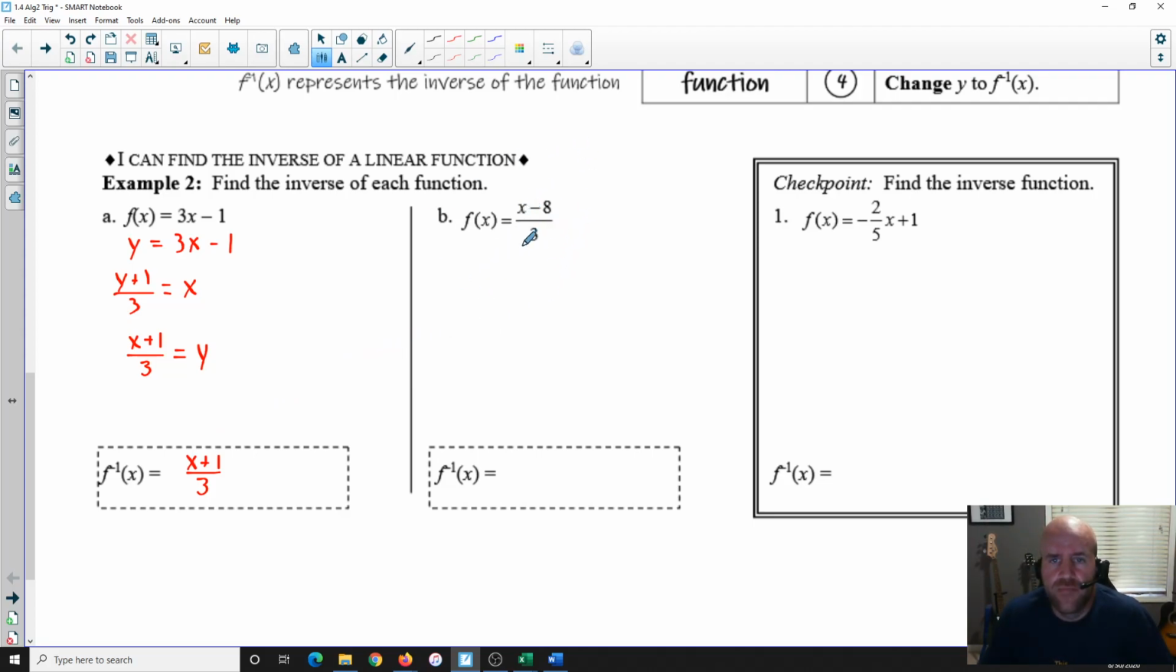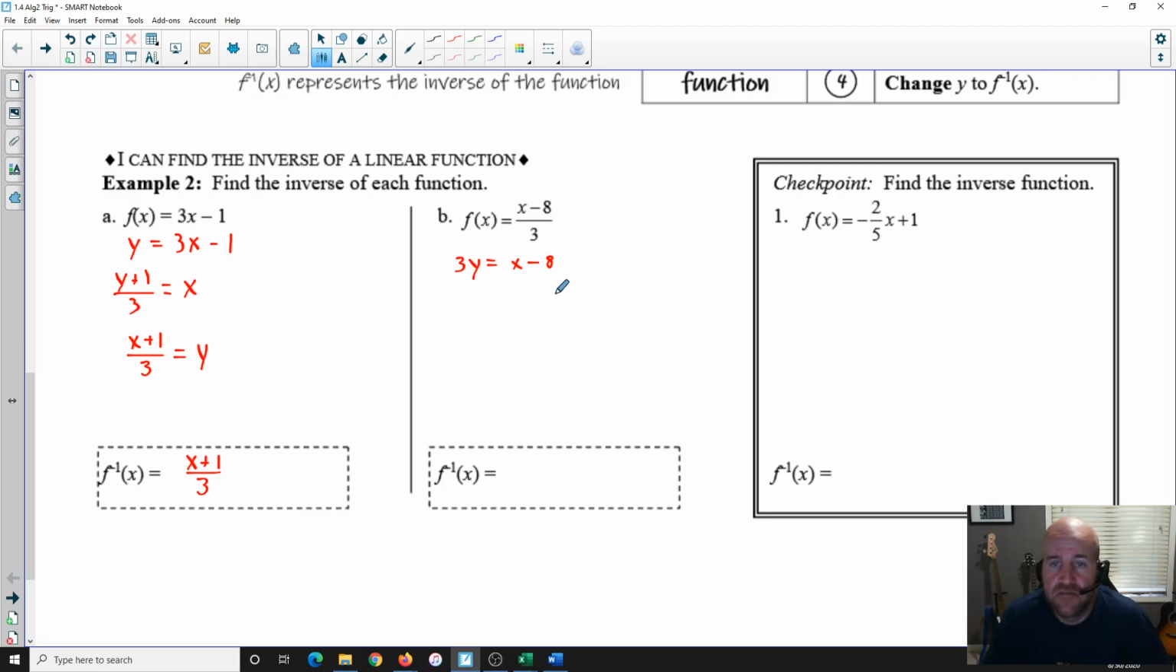So next one. So remember, replace this with the y, either in your head or on paper. I'm going to do it in my head this time. So now we're just going to go ahead and solve for this x here. So the first thing we would have to do is multiply by 3. So now I have 3y equals x minus 8.